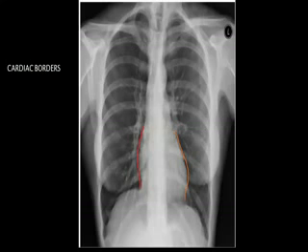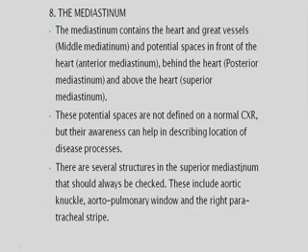The cardiac border runs from the left cardiac border to the right cardiac border. The right atrium and right auricle mainly form the right cardiac border. The left ventricle mainly forms the left cardiac border, which is seen on X-ray. Then the mediastinum: as I already told you, anterior mediastinum, middle mediastinum, posterior mediastinum.